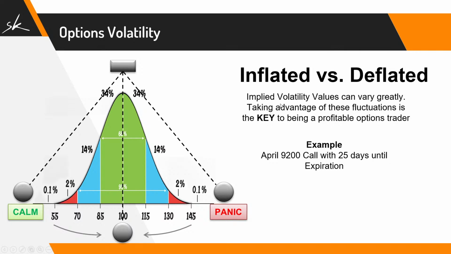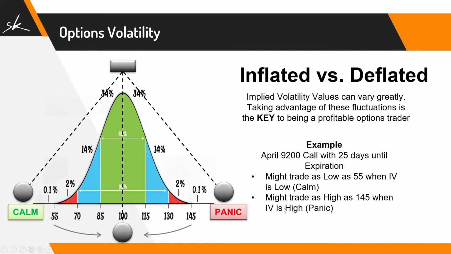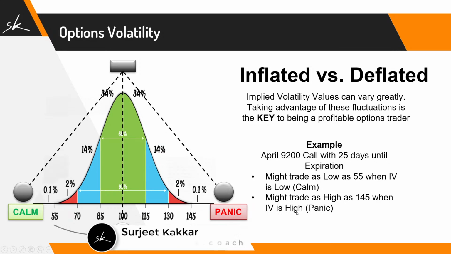Now, if you look at an example, implied volatility value can vary greatly. Taking advantage of these fluctuations is the key to being a profitable options trader. For example, a 9200 call with 25 days until expiry might be as low as 55 when implied volatility is low. And the same call option, the same strike, the same expiry, 25 days to expiry, might even be trading at 145 when the implied volatility is very high, which means when people are panicking. So can you see it's going to be the same call?